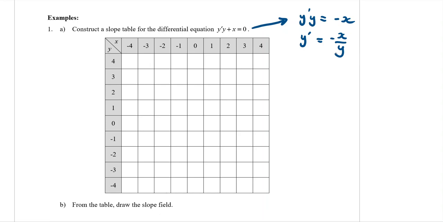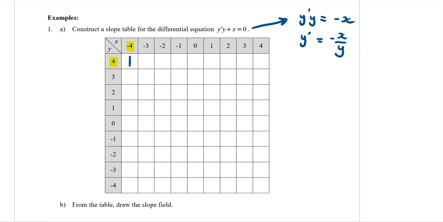Now here comes the fun times. We have to substitute all the points in that table into that differential equation. So first of all, x is -4, y is 4. So in that equation, I'm doing minus -4, so plus 4 over 4, which is 1.